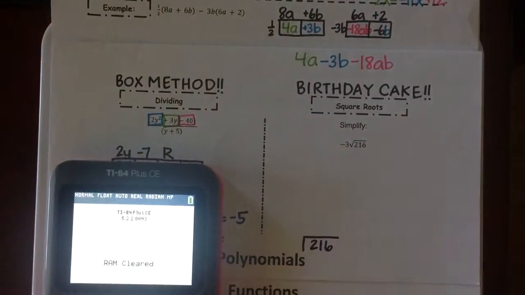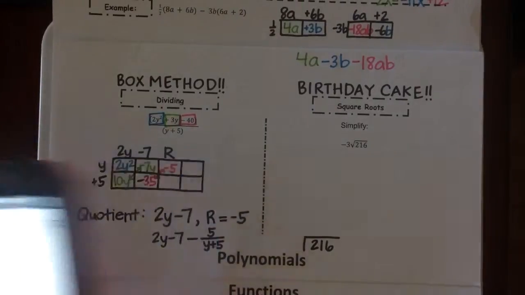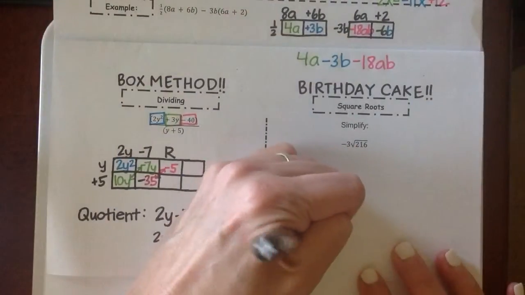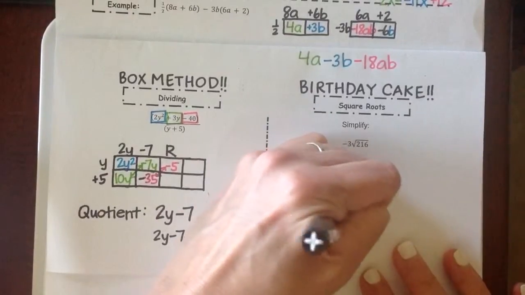So I'm going to go to my calculator, and I've got to divide 216 by a prime number. I'm going to start with 3. I know I could divide by 2, but I want to see if it's divisible by 3 because I want to try to get my number smaller. It's going to give me a quotient of 72. So I'm going to say 3, and then I'm going to put 72 here.